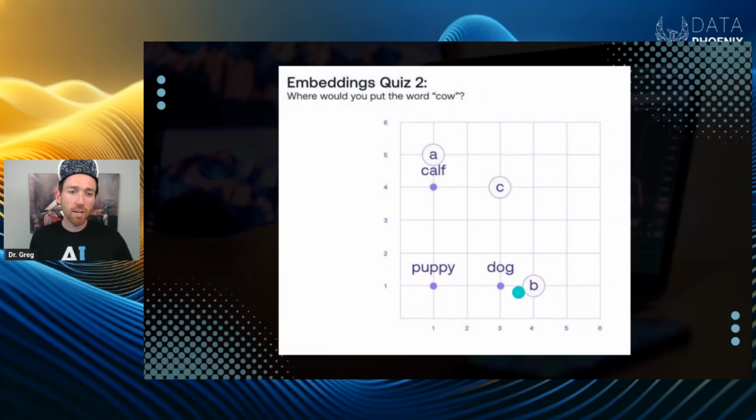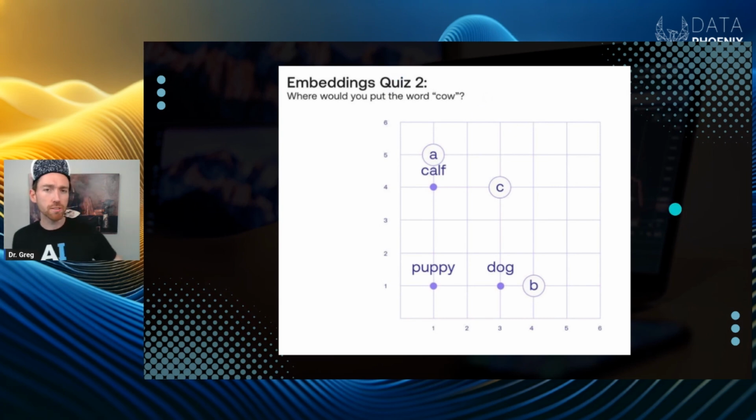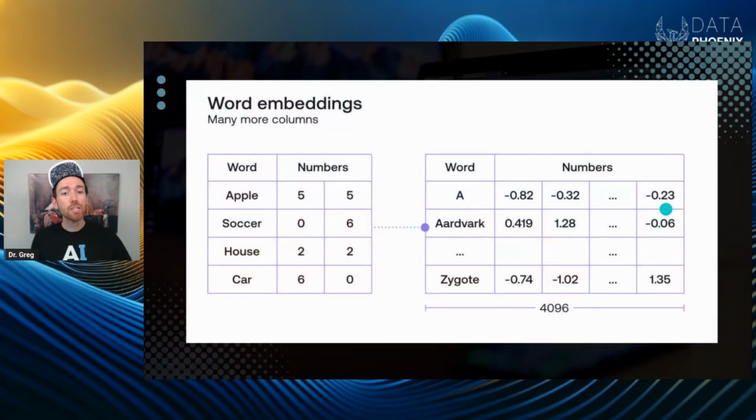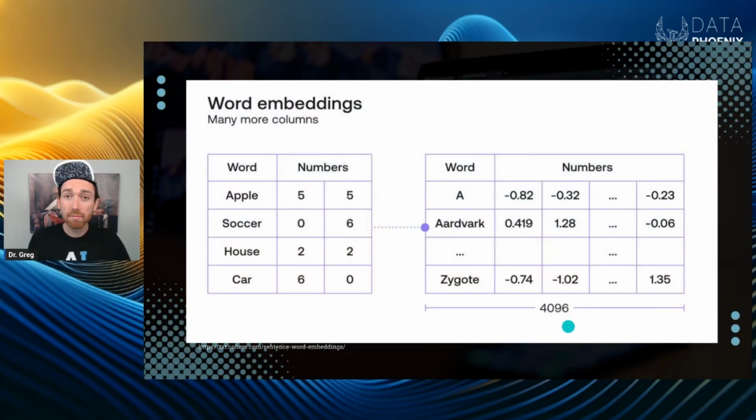Puppy is to dog as calf is to cow. On the X dimension, maybe you have age. On the Y dimension, maybe you have size. But where does Data Phoenix fit in on this? Where does AI Makerspace fit in on this chart? We need more dimensions. How many? Well, generally we're using quite a lot, perhaps many thousands of dimensions in state-of-the-art embedding models today.